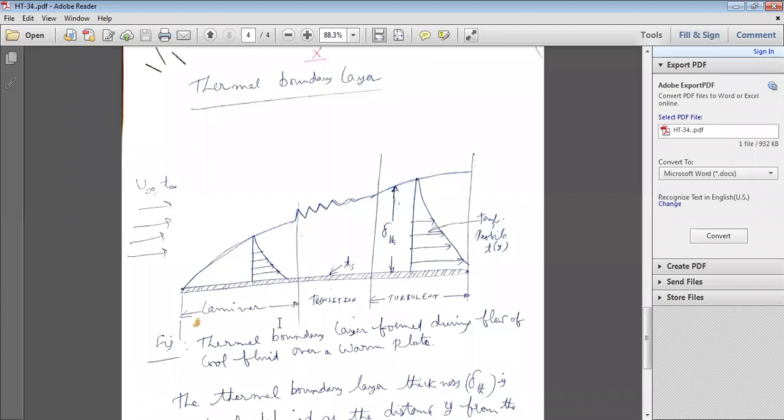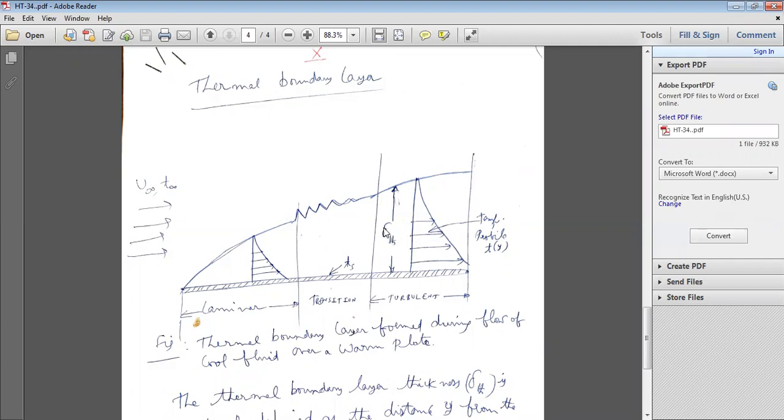So the thermal boundary layer is formed during the flow of cool fluid, that may be air or water, over a warm, heated plate. So this kind of thermal boundary layer is formed. This is the temperature profile within the laminar boundary layer, and there is also a temperature profile within the transition boundary layer. This is a laminar boundary layer, this is a transition boundary layer, this is a turbulent boundary layer, with the laminar, transition and turbulent boundary thicknesses.